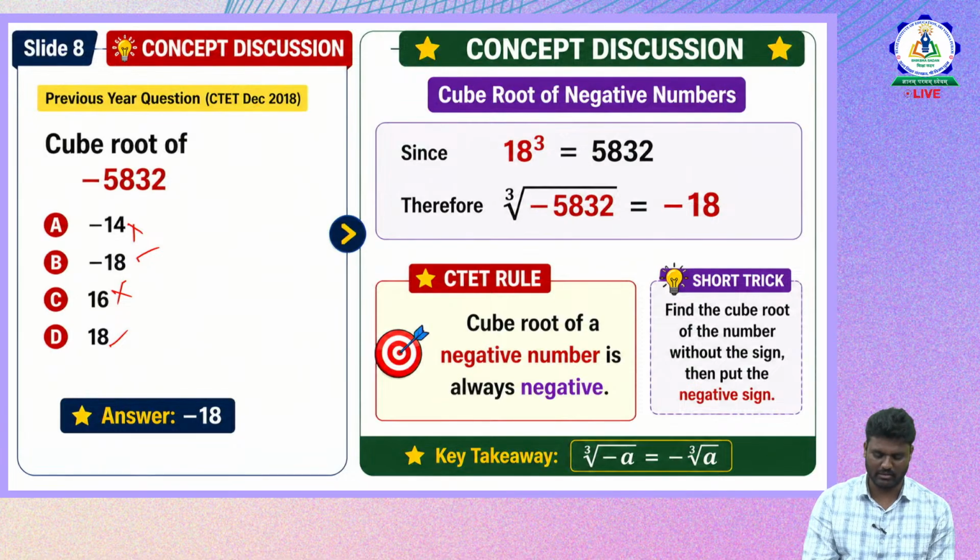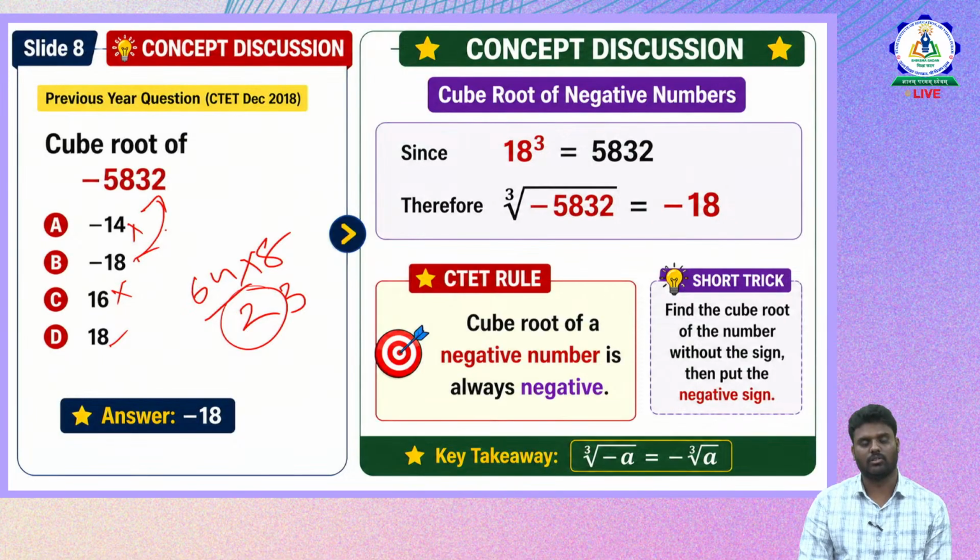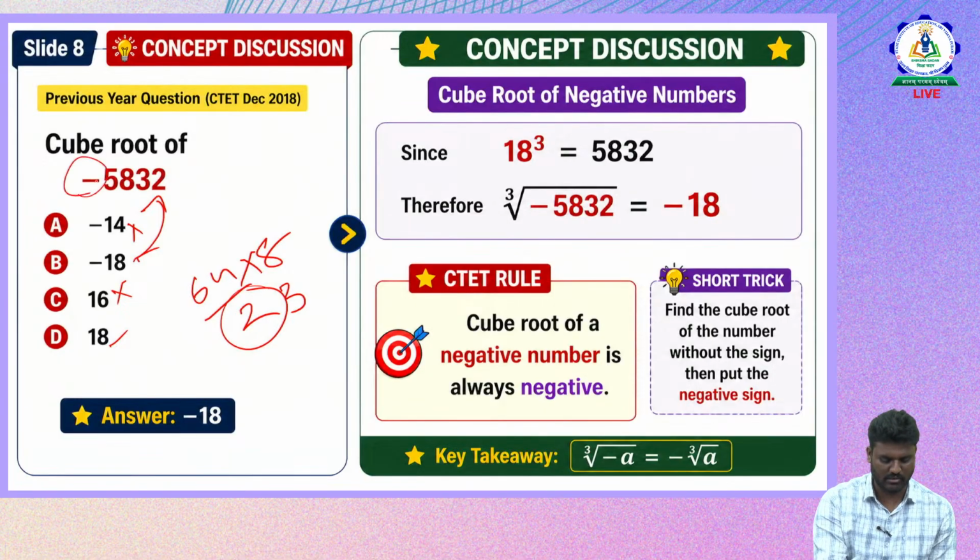Okay, so in this way, just by eliminating the options, we can try to identify the cube root of any given number. If you see 18, 8 into 8 is 64, again 64 into 8, it will be 32 something. That means the unit digit is again ending with the 2. So by eliminating also, we can try to identify the answer. Since the question has a minus, the cube root of negative numbers will always be negative numbers. So option B is the correct answer.